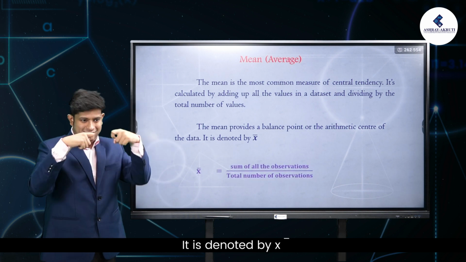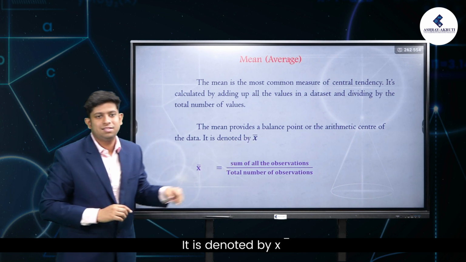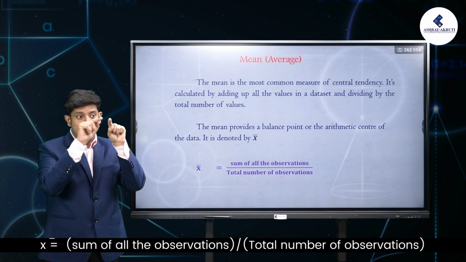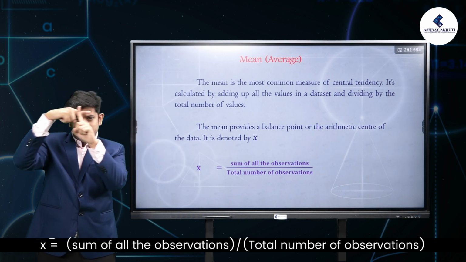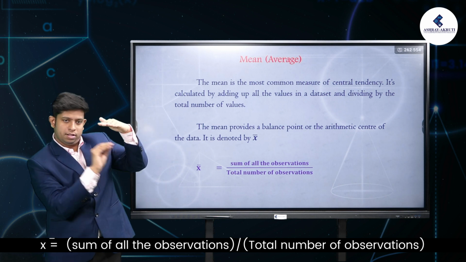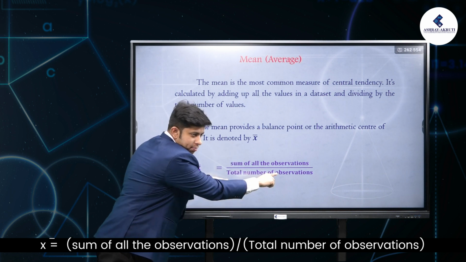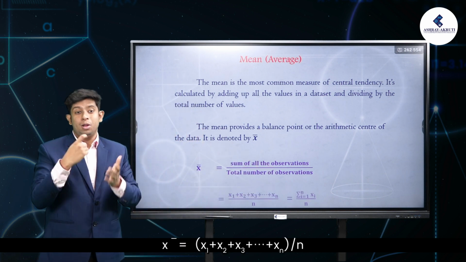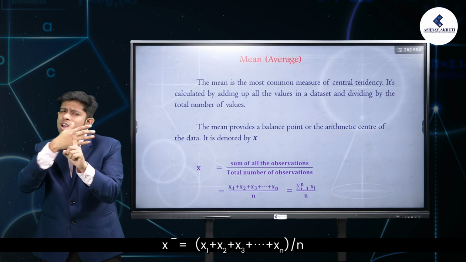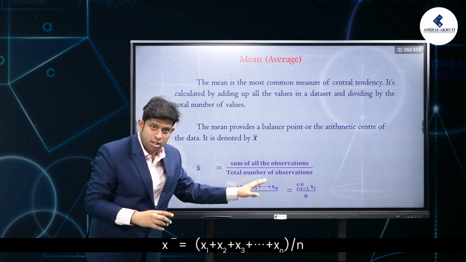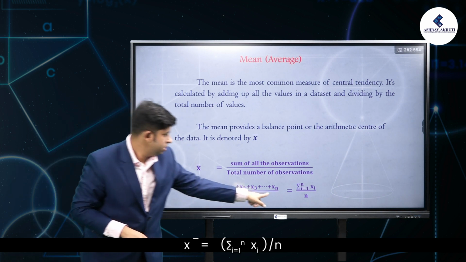It is denoted by x bar. X bar is equal to sum of all the observations by total number of observations. That is equal to x1 plus x2 plus x3 and so on plus xn by n, that is equal to sigma i equal to 1 to n xi by n.